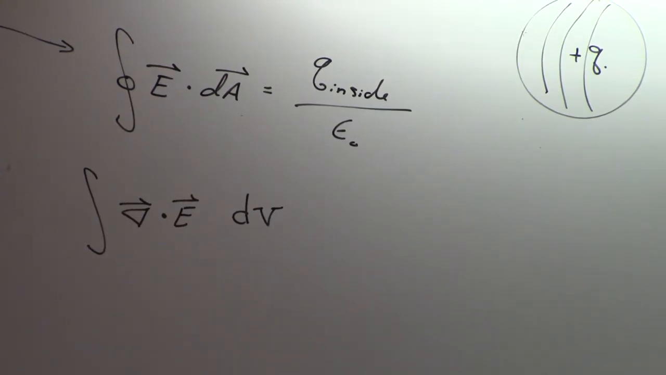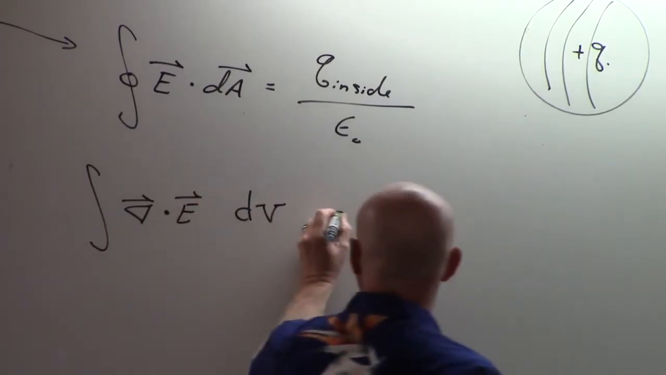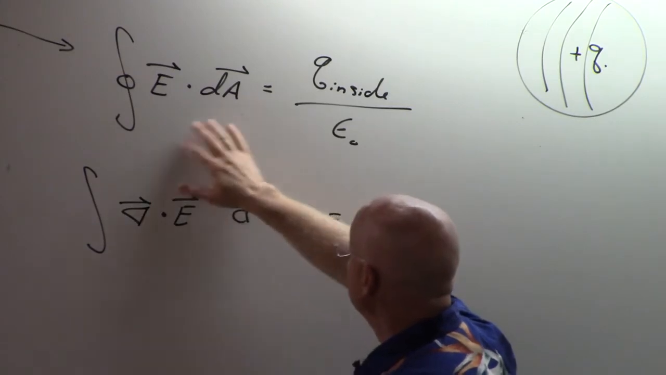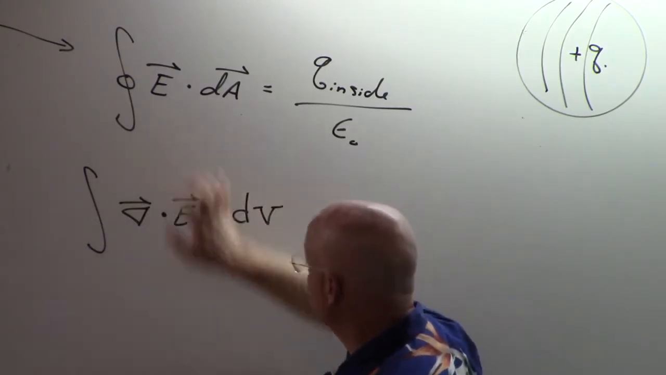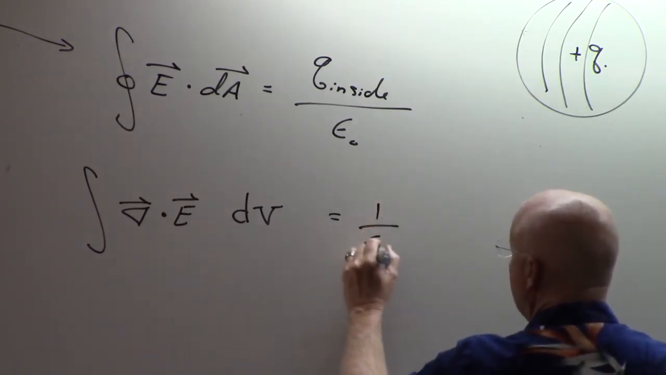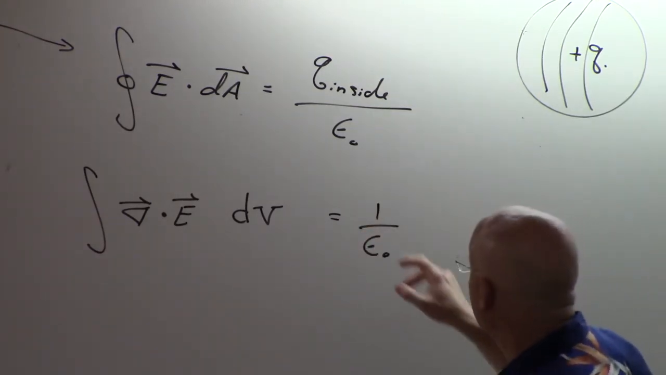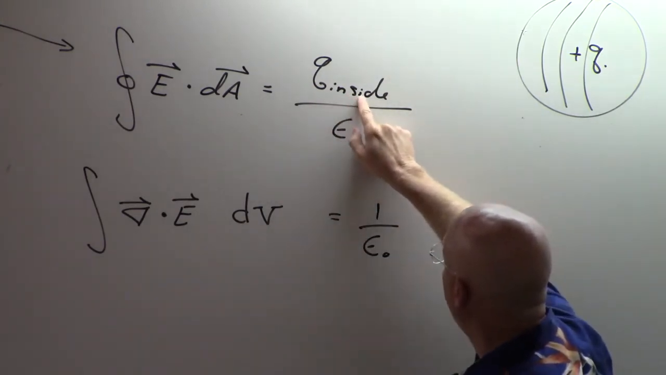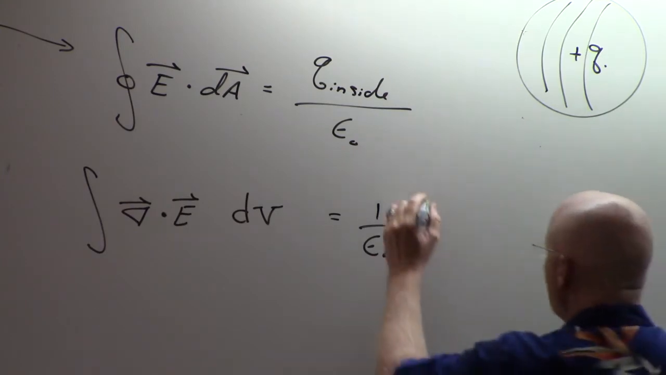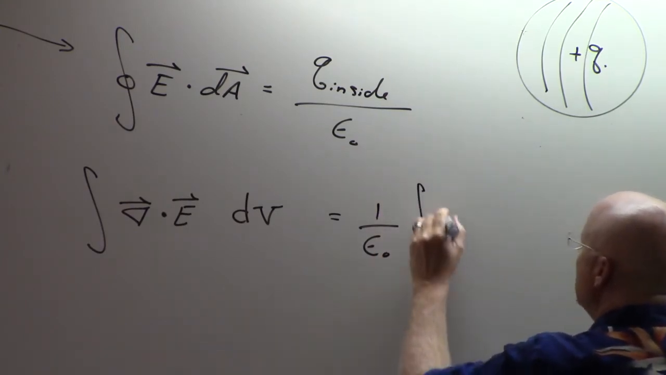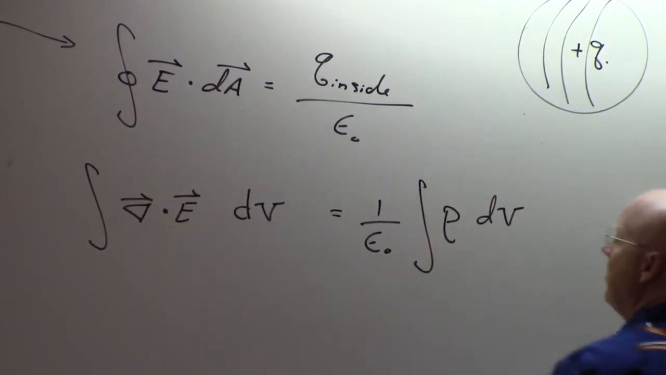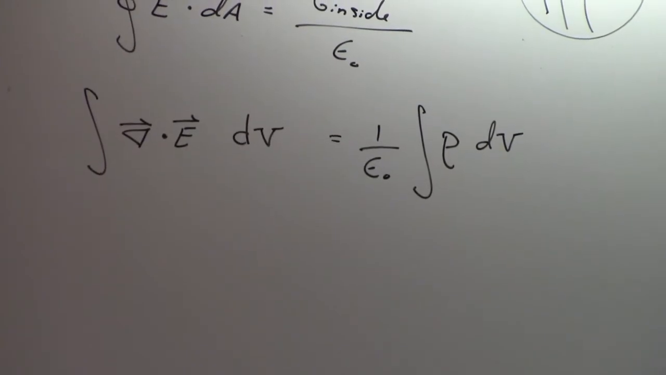And I'm going to play a little game here. I showed you the first one, which is to use the divergence theorem to change it from an integral in terms of a surface to an integral in terms of volume. But I'm going to play another game on the right-hand side. Remember, this is the charge that is inside of my volume. So I could replace that with the charge density times the volume and add it up over that whole volume.